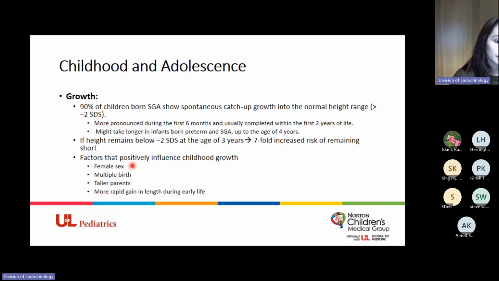And those are female sex, multiple birth, having taller parents, and growing quicker, so they grow taller, or I guess longer, early on in life.